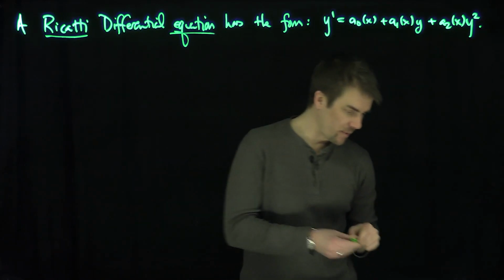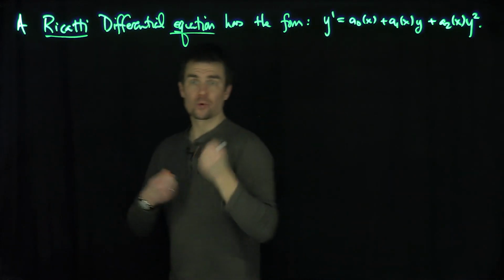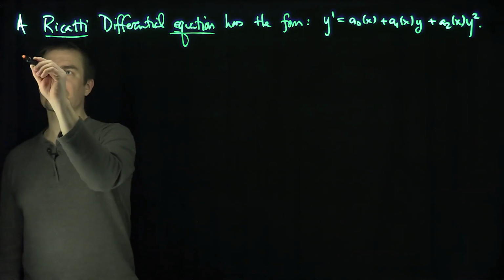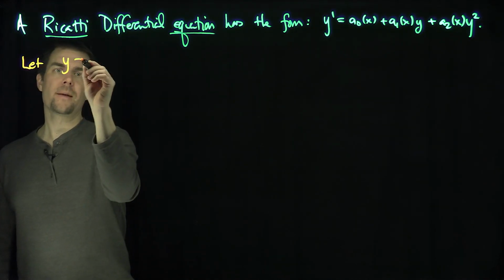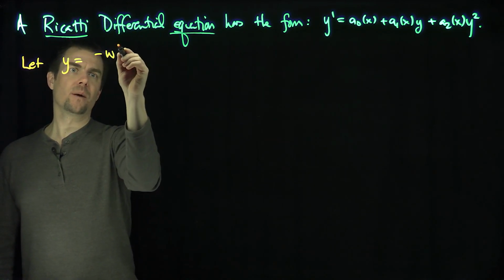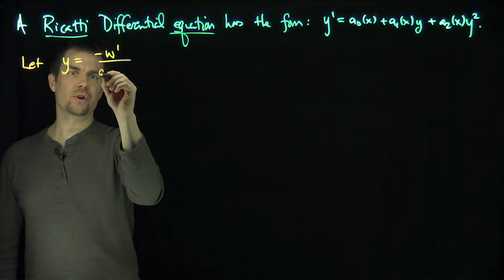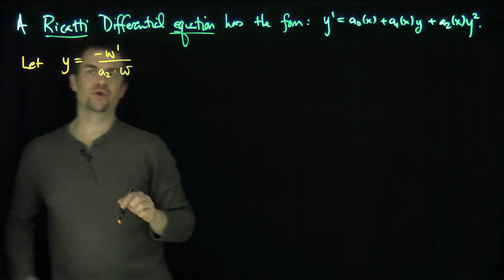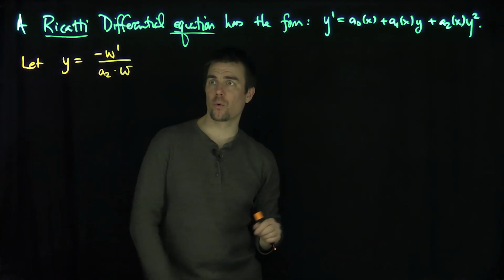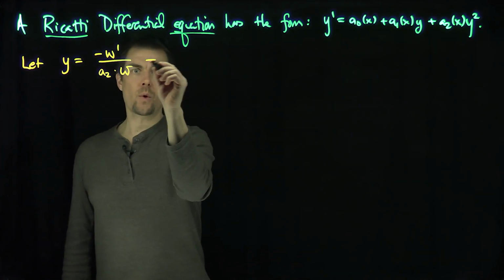So what I'm going to do is make a change of variable, and that change of variable will show me one way of doing this. So if I let y be negative w prime over this function a2 times w, I changed the dependent variable y by the following coordinate transformation. Let's check what y prime is going to be.